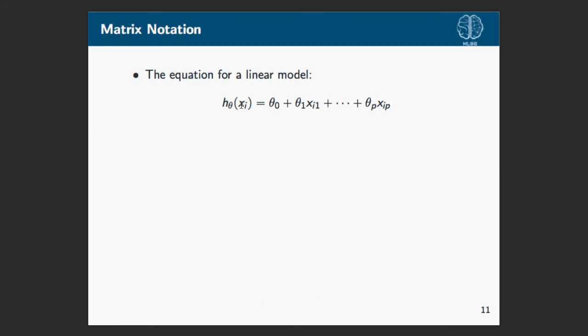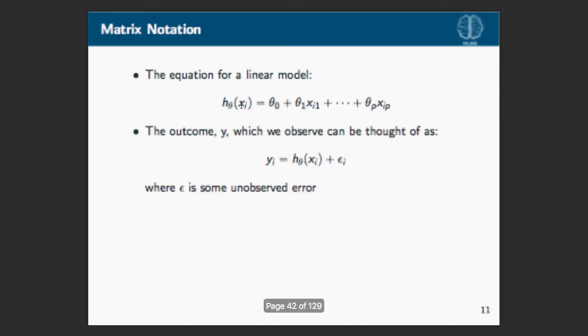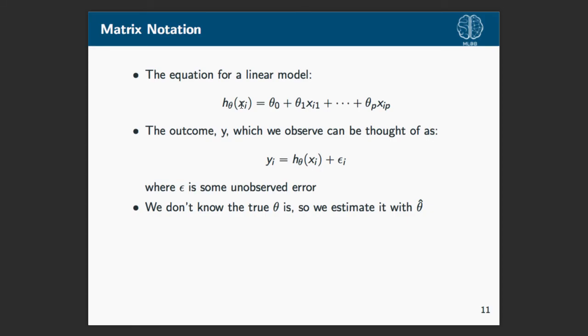To look at it from another perspective, this is our equation for the linear model. The outcome can be thought of as our prediction plus some error. Our prediction is not always going to match the true label, so there's always going to be some error here, unless your data is perfectly linear. So we can model this error. We don't know what the true theta is, but we want to estimate it. So our predictions will be this y hat. Every time we have a prediction, we'll refer to it as a y hat, or a theta hat, or h theta hat.